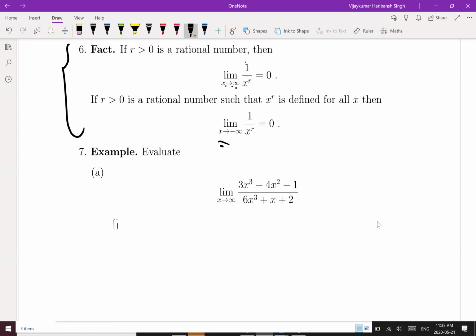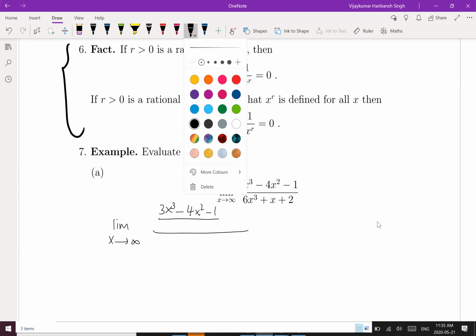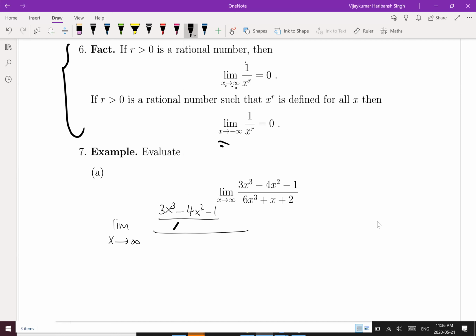So limit as x goes to infinity. I'll divide top and bottom by the highest leading term. We can divide top and bottom by x cubed. You can also divide by 6x cubed, but x cubed is better. So 6x cubed plus x plus 2. Whatever you divide on top, you have to divide on the denominator as well.